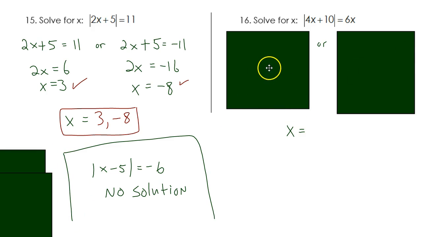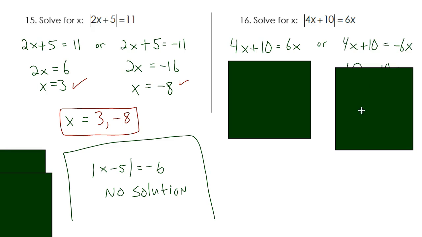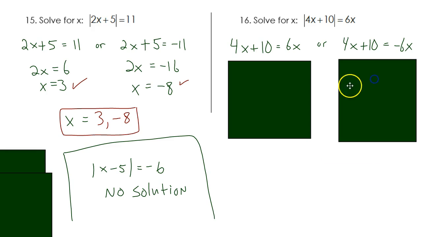Number 16 is going to solve to be something, but it is a little different in that you have a variable on the right side of your equal sign. We're still going to solve this in the same way by setting 4x plus 10 equal to both positive 6x and negative 6x. And as we solve this, we'll have to think about solving it a little differently.